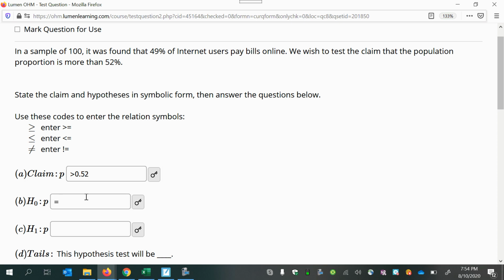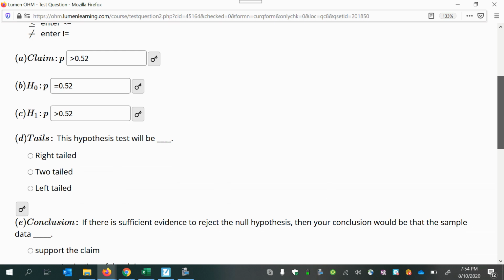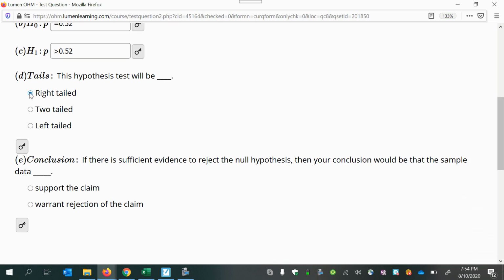The equal sign, as always, for the null hypothesis. And since there is no equality in the claim, it's a strict inequality, strictly greater than sign, then that will become our alternative hypothesis, making this a right-tailed test. And if we reject the null hypothesis, it will be support for the claim.